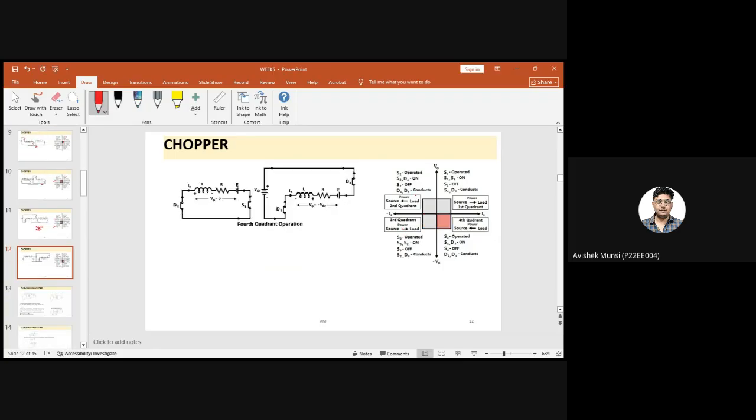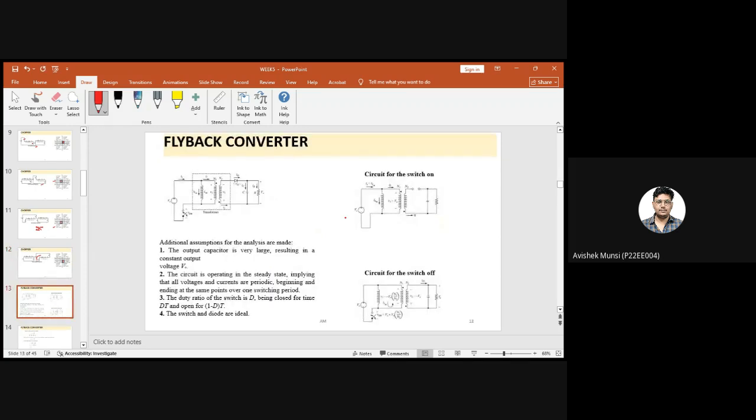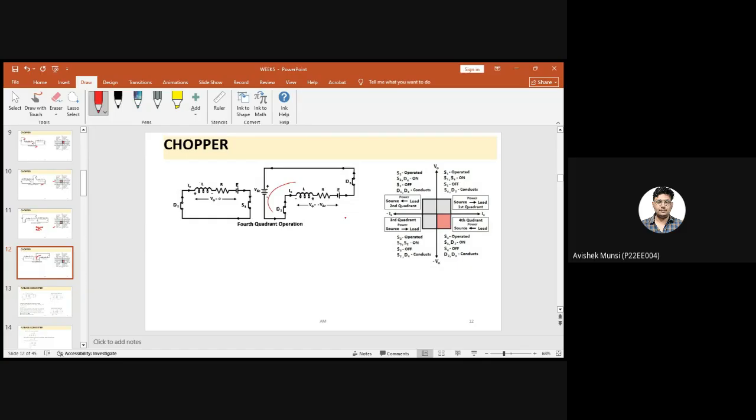And during the fourth quadrant of operation, S4 is operated, S4 and D2 will remain on, and D1, D2, D3 will conduct, right? From here it will conduct. So it will act as the fourth quadrant. So basically this chopper acts as a four quadrant chopper for this reason. Okay, so this is what I wanted to cover about the chopper.